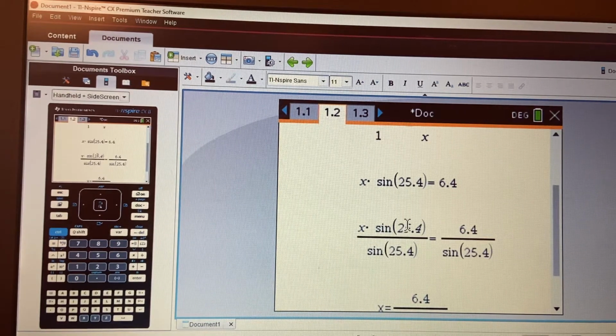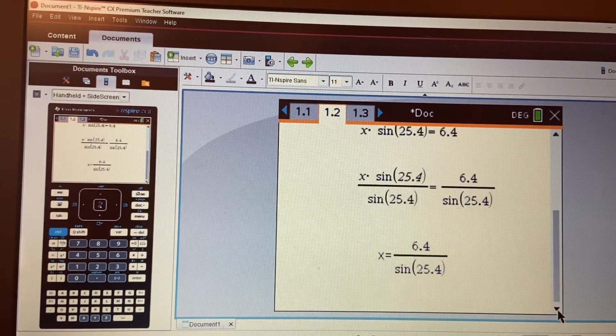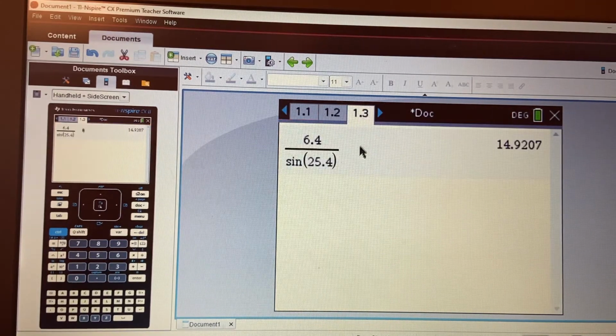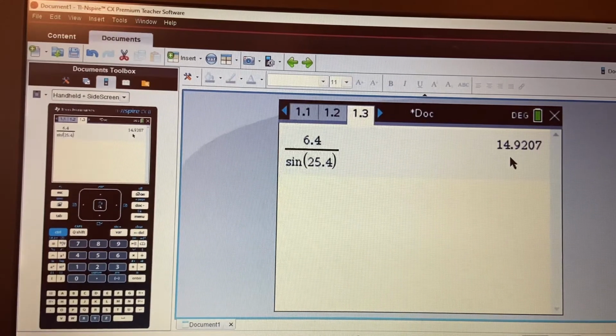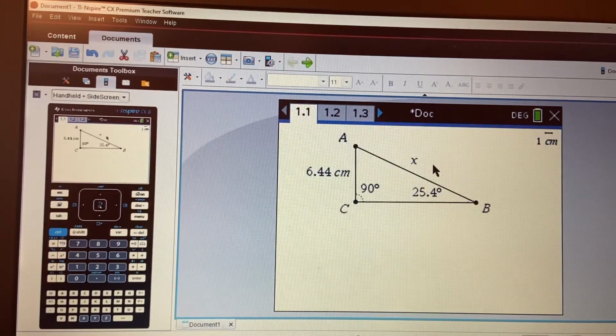Now on this side, the two sines cancel out. So that leaves us just x. So we have x by itself now, and that equals 6.4 over sine of 25.4. So this right here is what we are going to put in our calculator. So we put 6.4 divided by sine of 25.4, still using the regular sine, not the sine inverse, and that is 14.9, which rounds up to 15. So our hypotenuse for this triangle is 15.